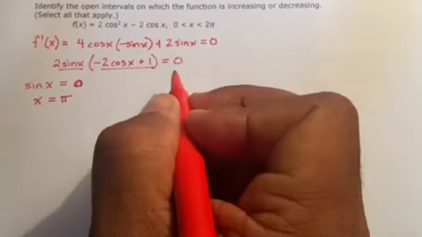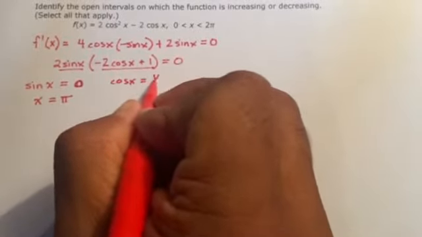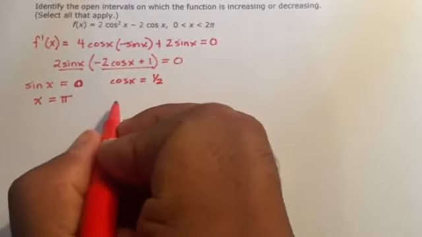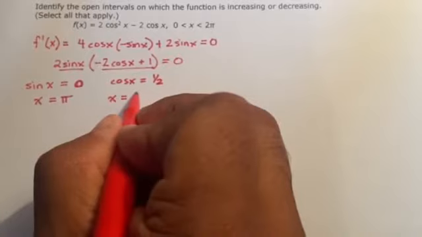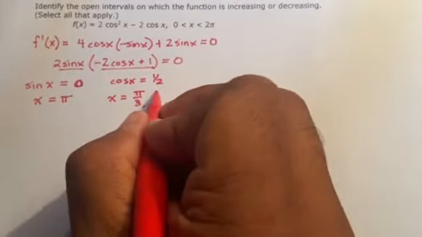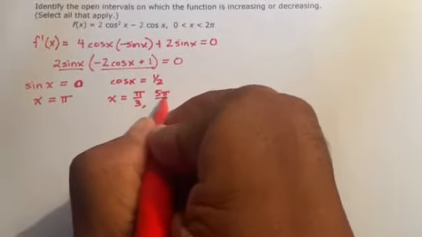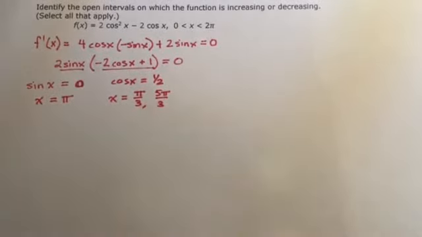Now from this one, if that's equal to 0, then cosine x is equal to 1/2. And cosine x is equal to 1/2, right? I'm just pulling out my unit circle memory here. It's equal to pi over 3, and it's also equal to 1/2 when x is 5 pi over 3. Okay? So those are our three critical numbers. We've got pi, pi over 3, 5 pi over 3, not necessarily in that order.